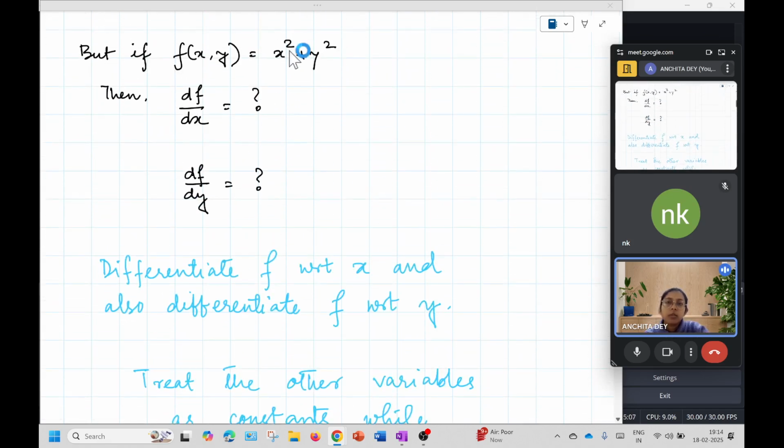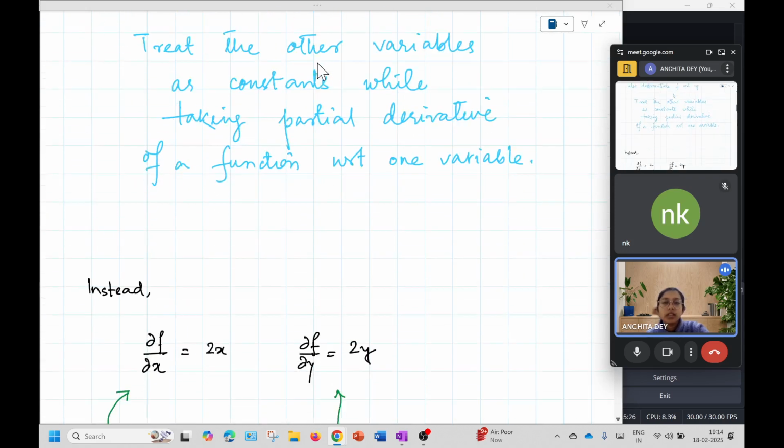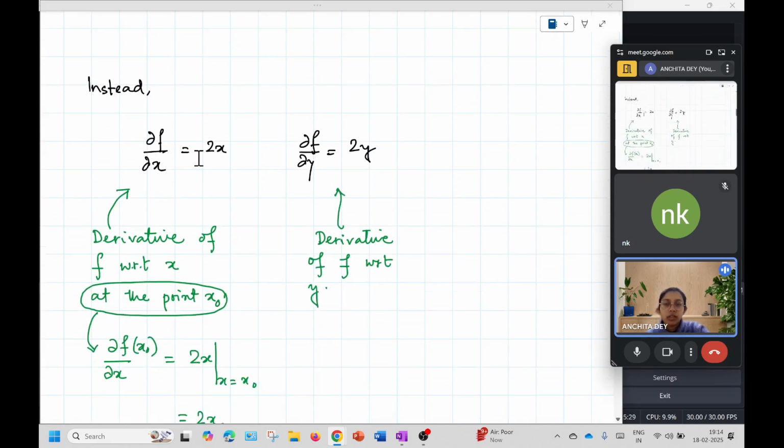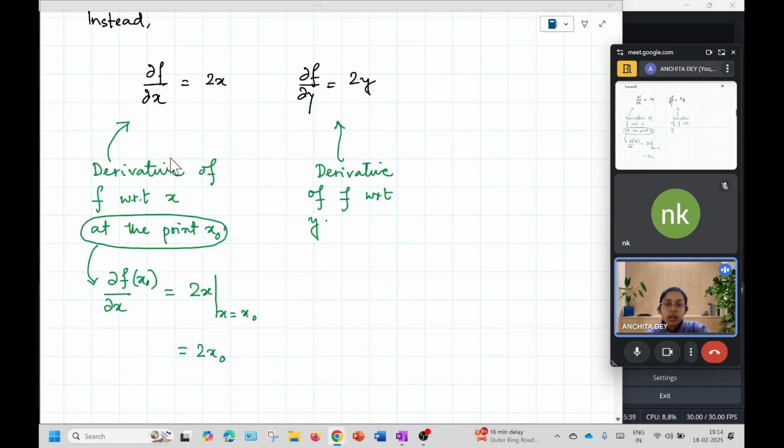So if x square plus y square, imagine that y is some constant, say y equal to 4. Then you have x square plus 4, and the differentiation leads you to twice x. Now imagine that x is constant. If you differentiate with respect to y, you get only twice y, right? So this is what is written here. Dou f dou x is equal to 2x and dou f dou y is equal to 2y. This is the derivative of f with respect to x, and this is the derivative of f with respect to y.